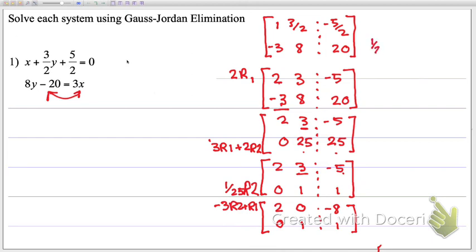My last step is going to be 1/2 R1 because I need that leading coefficient to be a 1, right? I'm not changing row 2, so I'm going to rewrite it. And I get 1, 0, negative 4. So what is my solution set? Negative 4, 1.